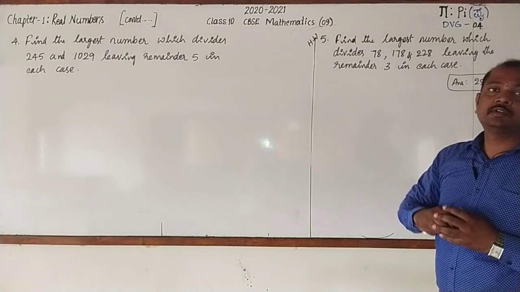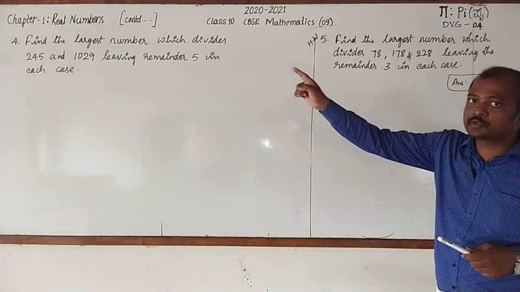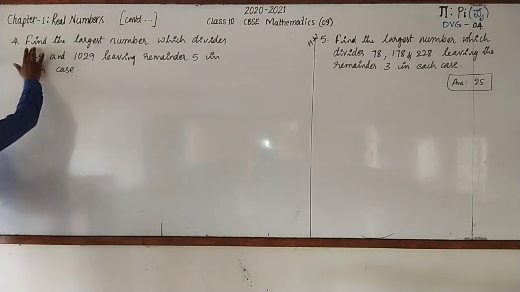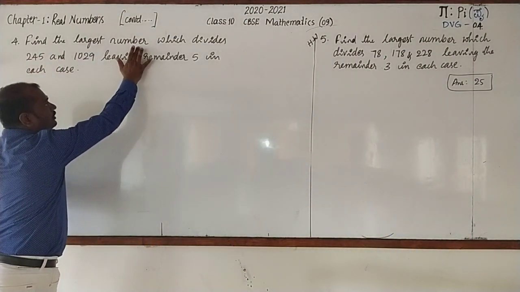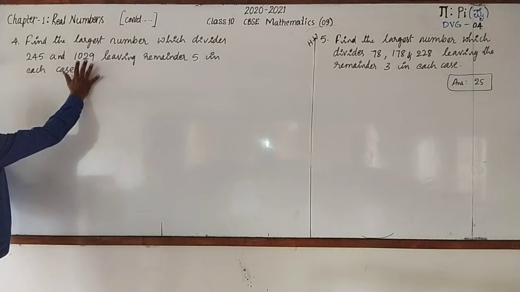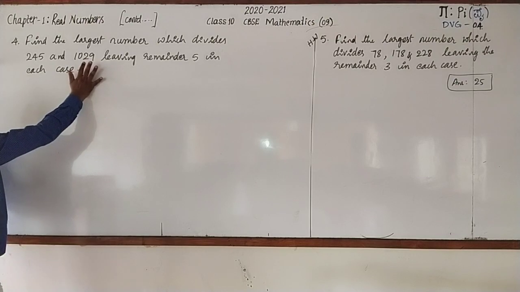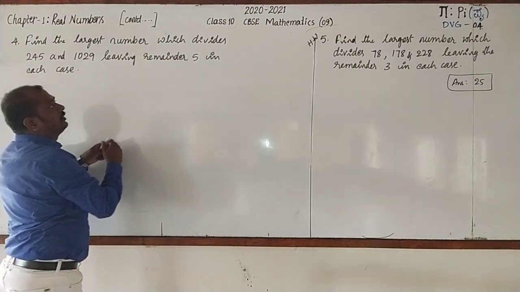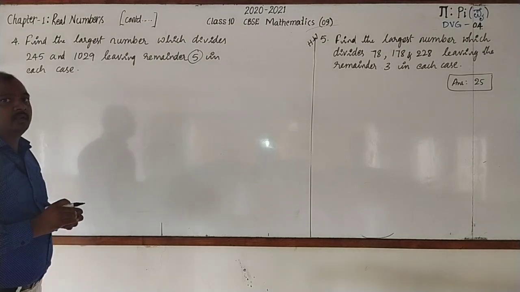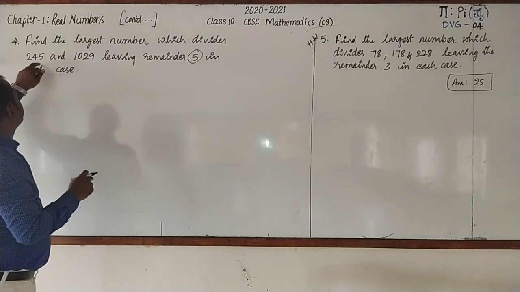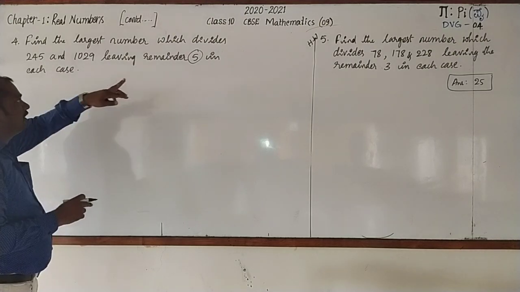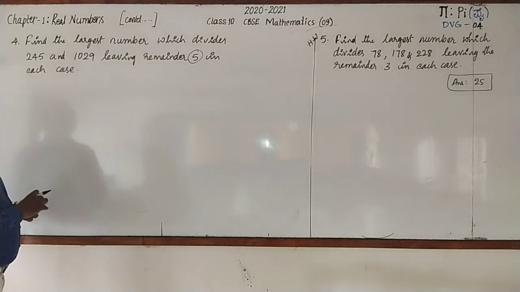Another important type of problem. Just go through that statement. Find the largest number which divides 245 and 1029, leaving the remainder 5 in each case. Did you understand? It means when you divide 245 by that number, it leaves the remainder 5.